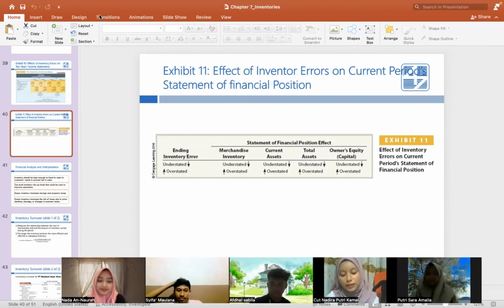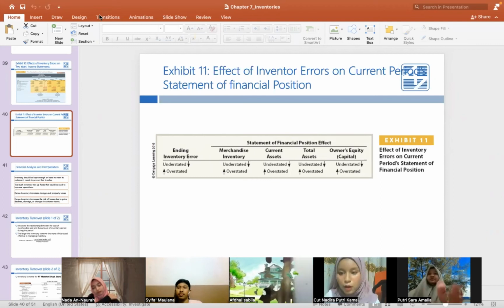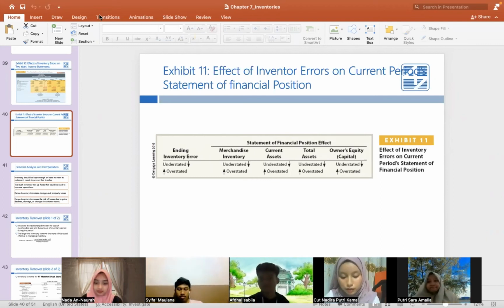The next one is effect of inventory errors on the current period statement of financial position. Here in the table, there are statement of financial position effects. At the ending of inventory, the error is understated and then goes overstated.